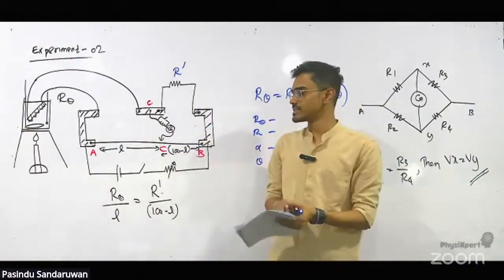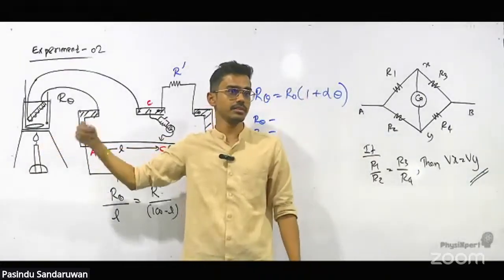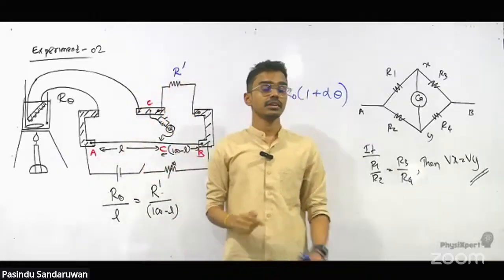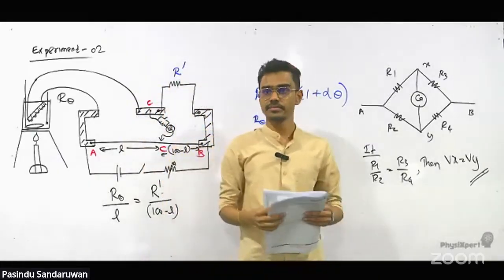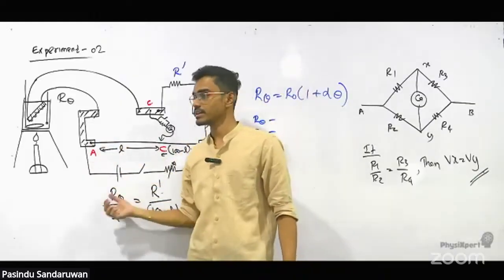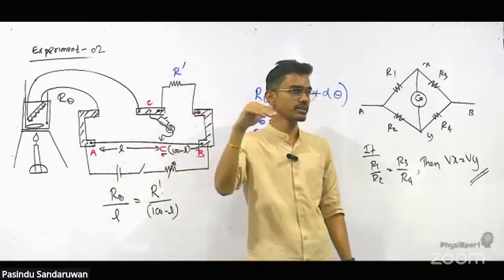At 25 degrees Celsius, after connecting everything, we find the balance point. When you are taking the reading, you always have to make sure that the temperature is constant, at 25 degrees Celsius, and that the current is not left flowing for long.